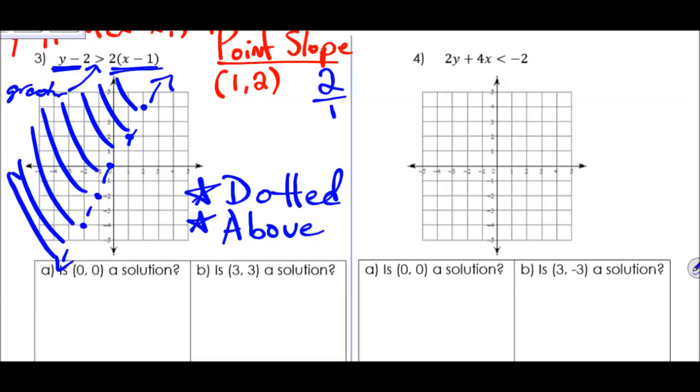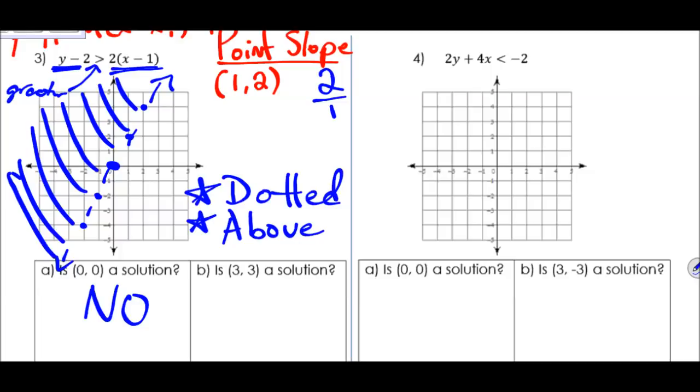So 0, 0 is actually a point right there. It's on my dotted line. That is not a solution. If it's on a dotted line, that means it's not a solution. If it's on a solid line, then it is a solution. It actually makes that inequality true.